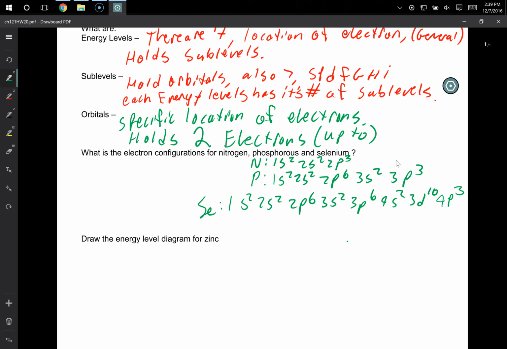What do these 3 elements have in common? They're all in the p3. They're all in the same column on the periodic table, right? What do you think about the reactivity of nitrogen, phosphorus, and selenium?